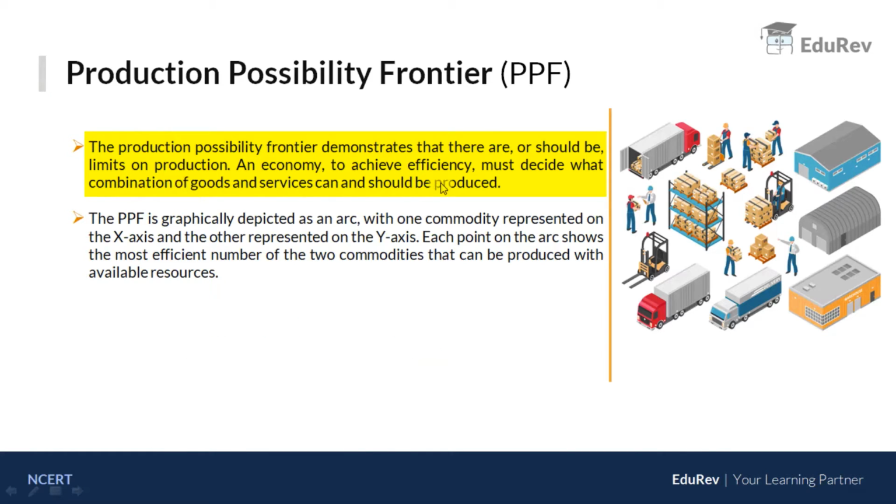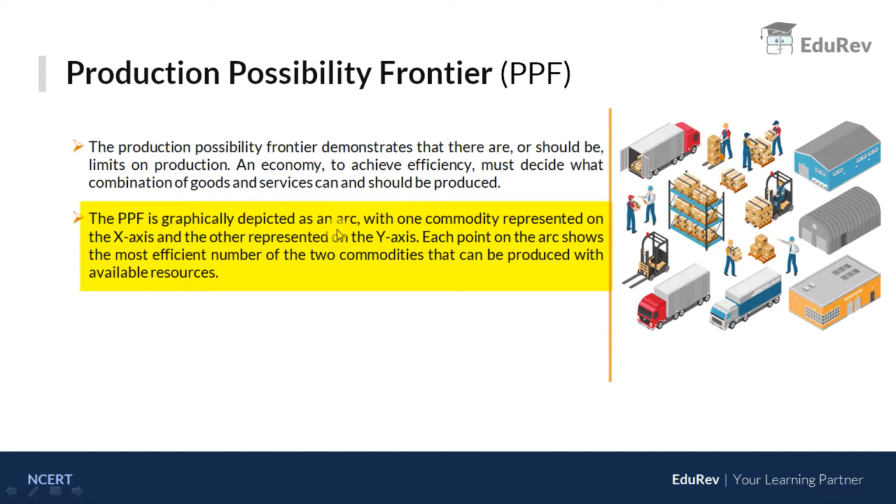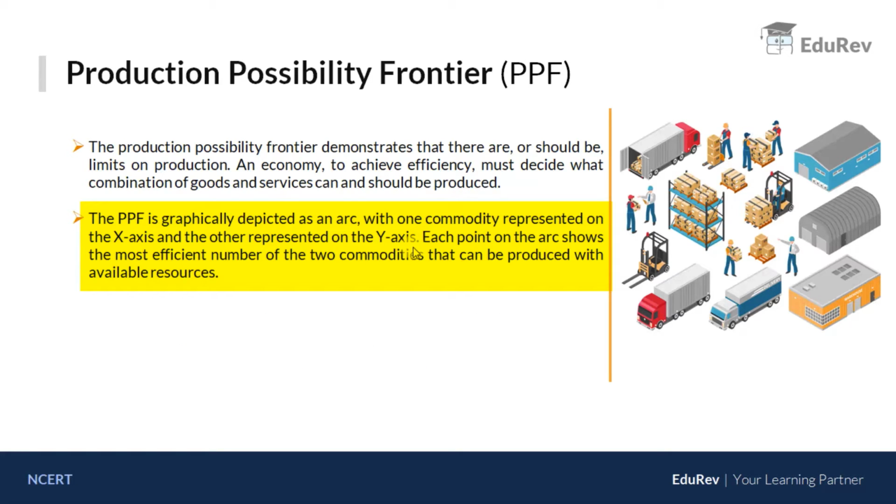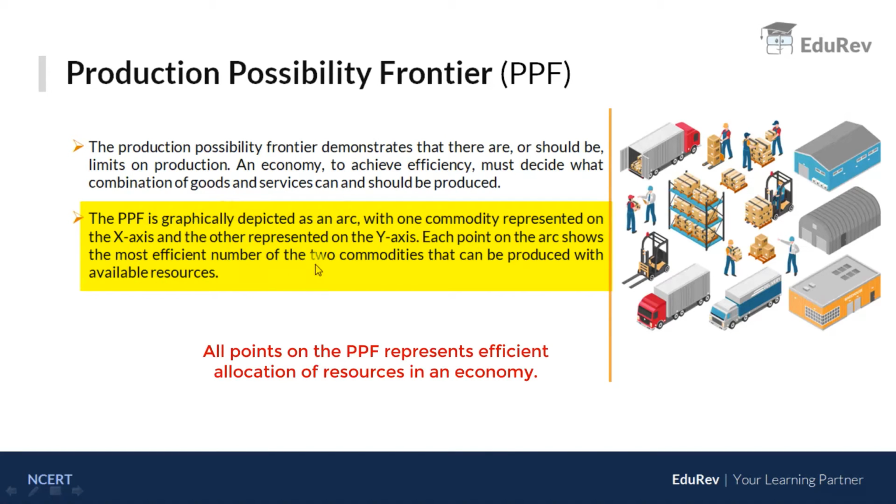So an economy, to achieve efficiency, must decide what combination of goods and services should be produced, right? So PPF is graphically depicted as an arc. The shape of the PPF is usually concave to the origin, with one commodity represented on the x-axis and the other represented on the y-axis. So PPF actually explains the working of an economy using a two-sector model, a two-sector economy. Each point on the arc shows the most efficient number of the two commodities that can be produced with the available resources. So each point on the PPF actually signifies efficient allocation of resources.